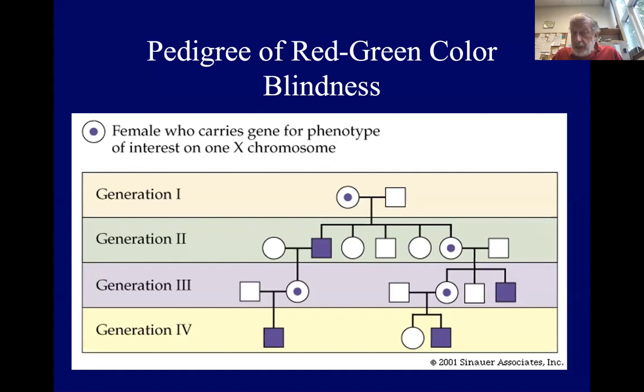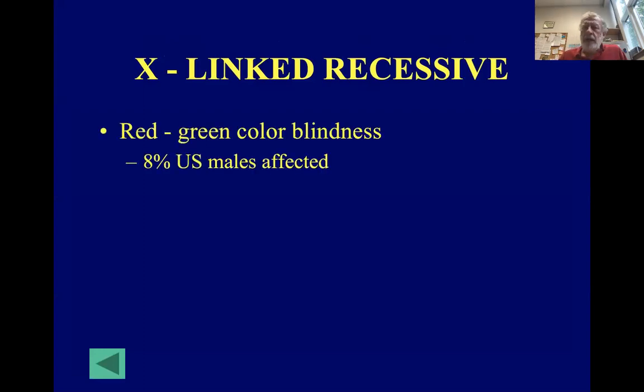The affected son has a carrier daughter, who then has an affected son in generation 4. And then the carrier daughter in generation 3 has an affected son in generation 4. So you see no filled in circles, just filled in squares. Only males have it, therefore it must be X-linked. So some examples: red-green color blindness. They say 8% of US males are affected with it.